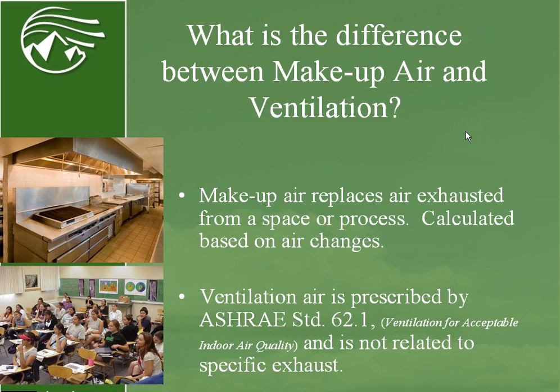Differently, ventilation air, as prescribed by ASHRAE Standard 62.1, which is laid out for ventilation for acceptable indoor air quality, is basically just that. It's ventilation to provide indoor air quality for the system. It's not related to any exhaust air. So we're not making up exhaust air. That's a completely separate system dealt with by the makeup air unit. The dedicated outdoor air system is strictly for ventilation.